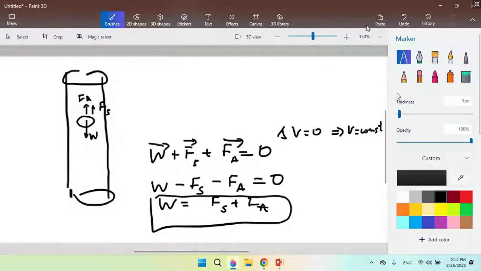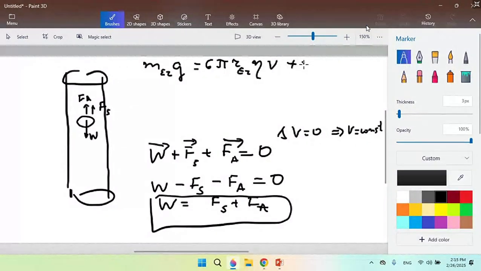And weight of the erythrocyte. Weight of the erythrocyte is mass of erythrocyte, I'm going to write subscript ER, times acceleration of gravity. Then Stokes force is 6 pi erythrocyte radius, ER here, viscosity of the fluid, travel velocity, plus mass of the plasma times acceleration of gravity, which is Archimedes force.